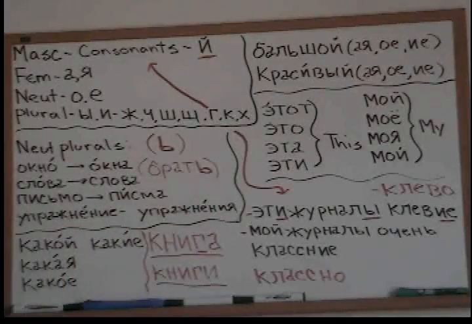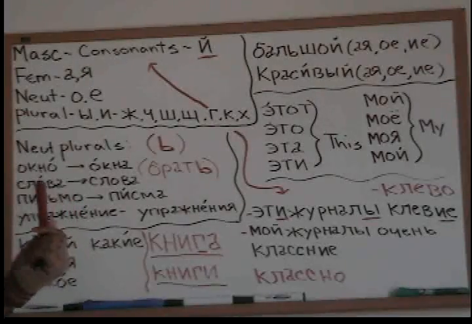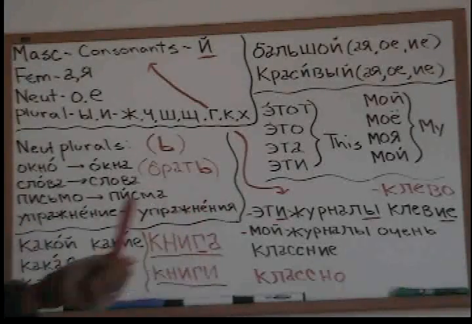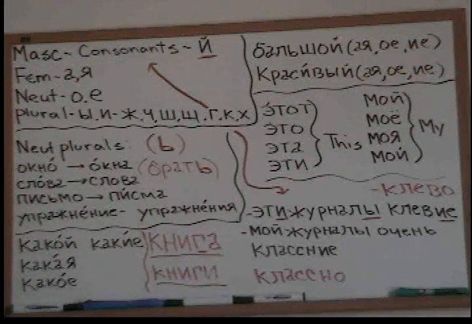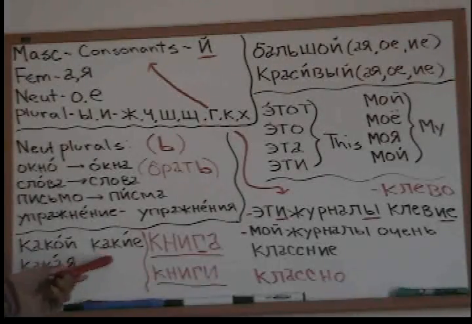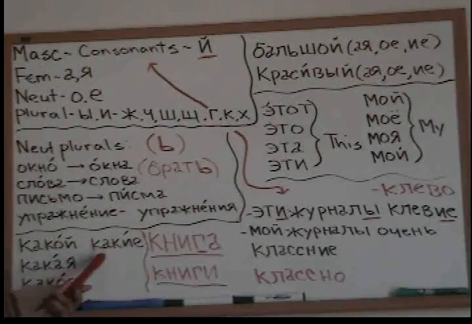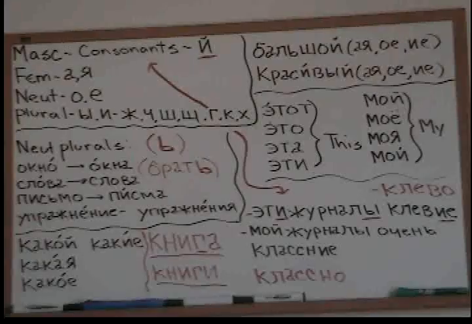Yeah becomes ya. Okay. So упражнение, упражнения. Alright? So those are the neuter plurals. Now these here, these are exclamations. Какой, какая, какое, какие. These are exclamations like when you say, what a beautiful girl, or how lovely, or something like that. They use this.